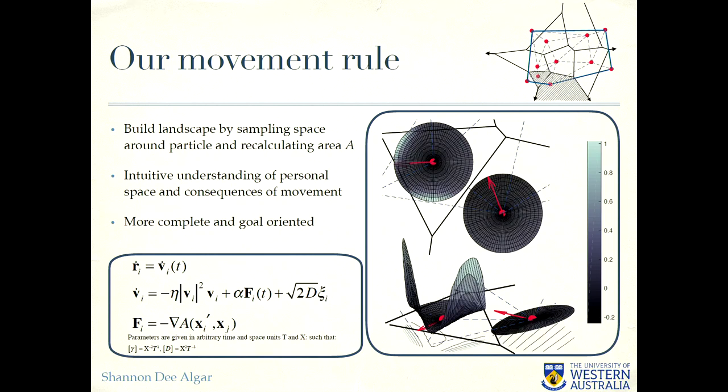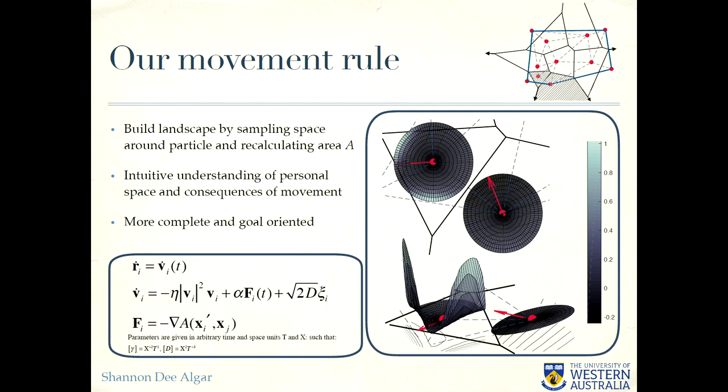Our movement rule takes the current Voronoi polygon and samples around the particle, recalculates the hypothetical area that you would have should you move in that direction, and then we build a landscape with these hypothetical areas. It's a potential, and so just as a ball would roll in the steepest direction down a hill, our particles are going to experience a force in the direction that best improves their domain.